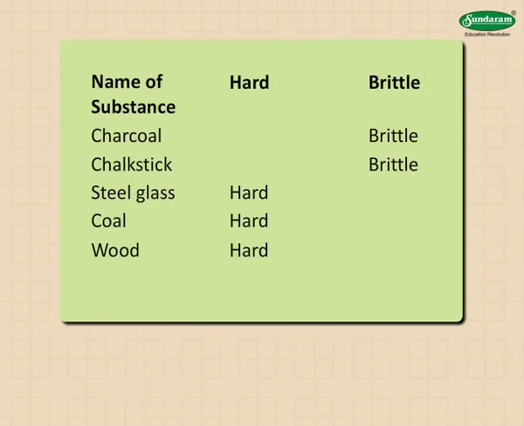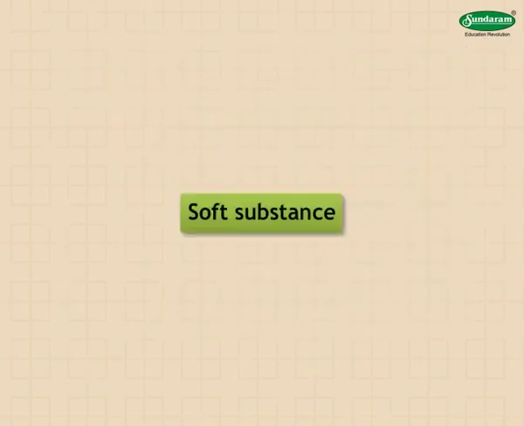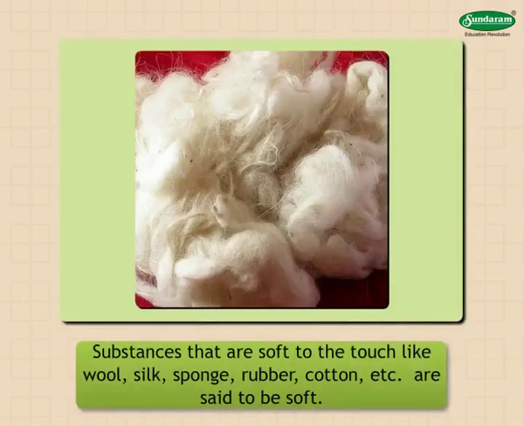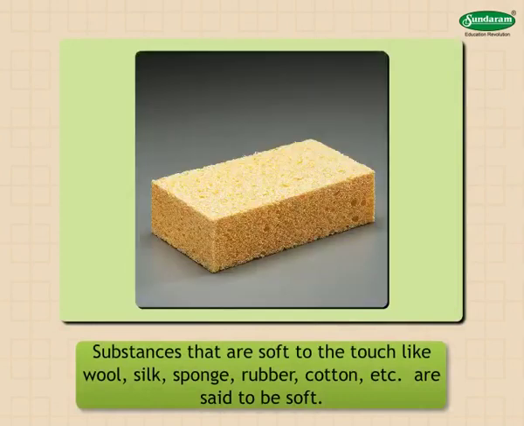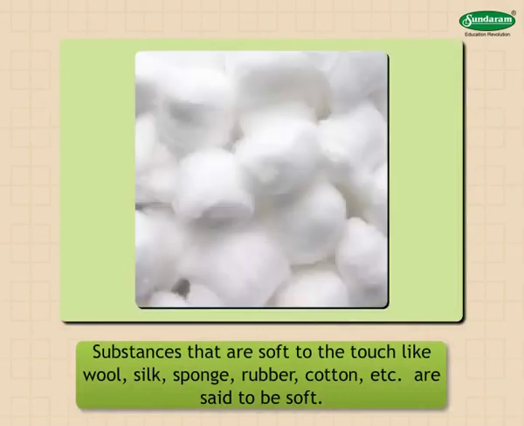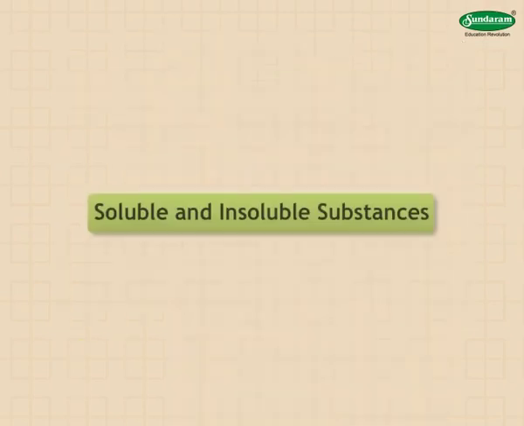Now that we have seen hard and brittle substances, let us see what are soft substances. Soft substances. Substances that are soft to touch like wool, silk, sponge, rubber, cotton, etc. are said to be soft.